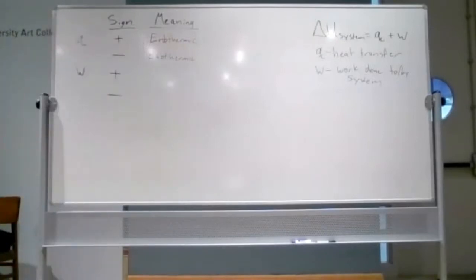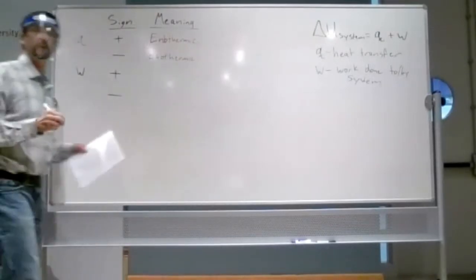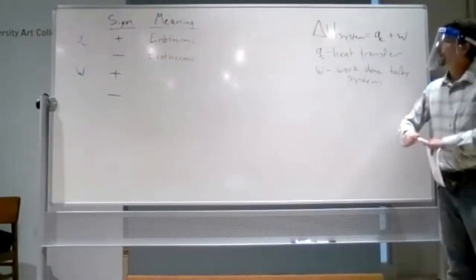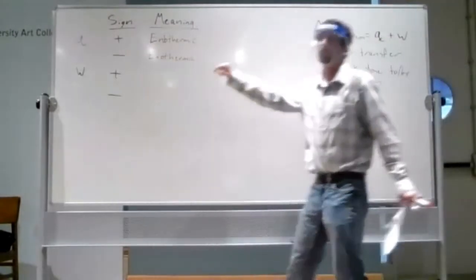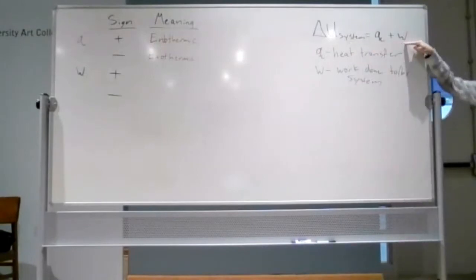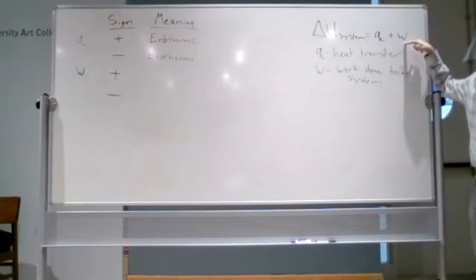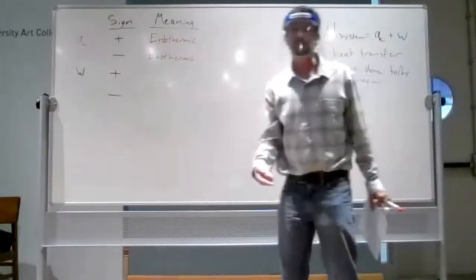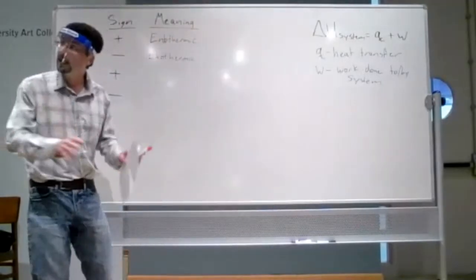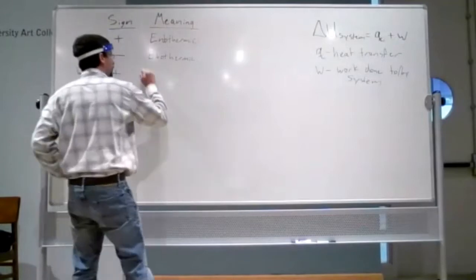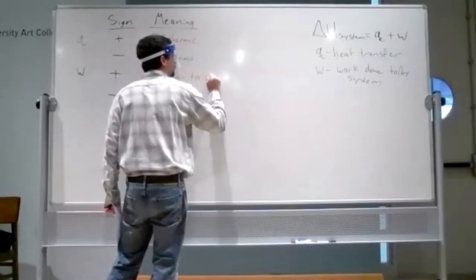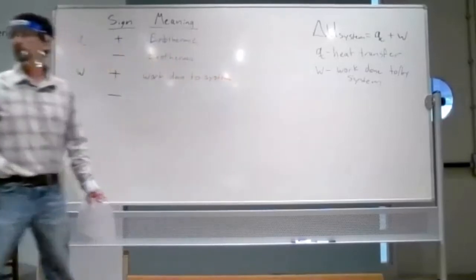Now let's consider a positive and a negative work. We have to figure out if work is being done to or by the system. Okay, if work is positive, what's happening to the internal energy of the system? Is it increasing or decreasing based upon this equation? It's increasing. Does that mean work is done to the system or by the system? Yep, it's done to, because energy has to enter the system. So work done to system.